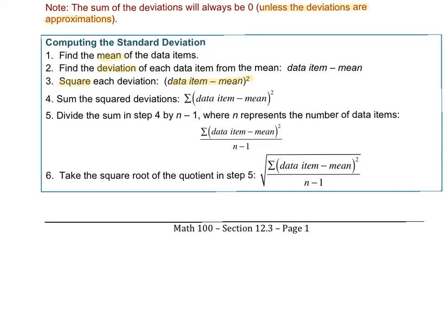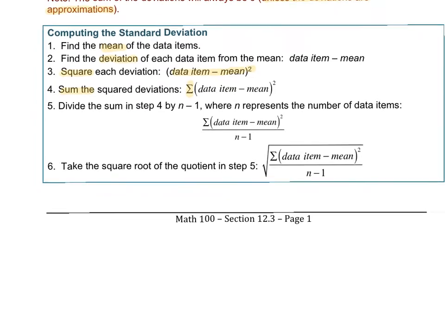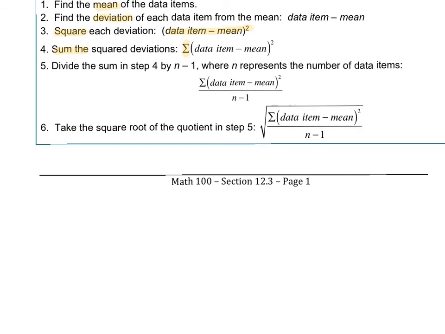After you square each deviation, you're going to sum them or add them all up. So that's where we're using this sigma notation. That means to sum or to add. So that says that you're going to add all those deviations squared. The fifth step is you're going to take that sum and you're going to divide by n minus 1. N is the number of data items. So you're going to take 1 away. So this is our formula so far.